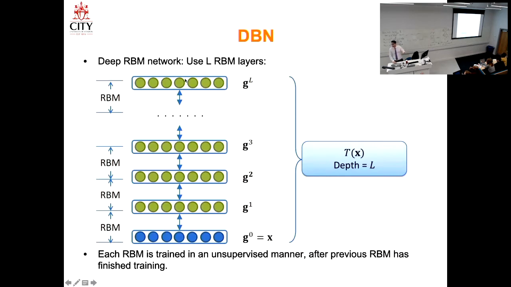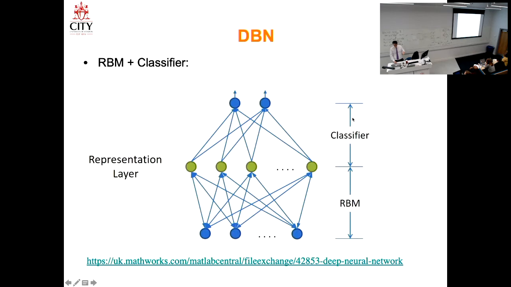You put many of them on top of each other. They are called restricted Boltzmann machines. You put a lot of them on top of each other, and then you send it to a classifier. This is called a deep belief network. Deep belief networks were a hit at the time, back in 2013-14, but they are not that popular anymore. They are not really competitive enough to compare with convolutional neural networks. But there is an example here on file exchange if you want.